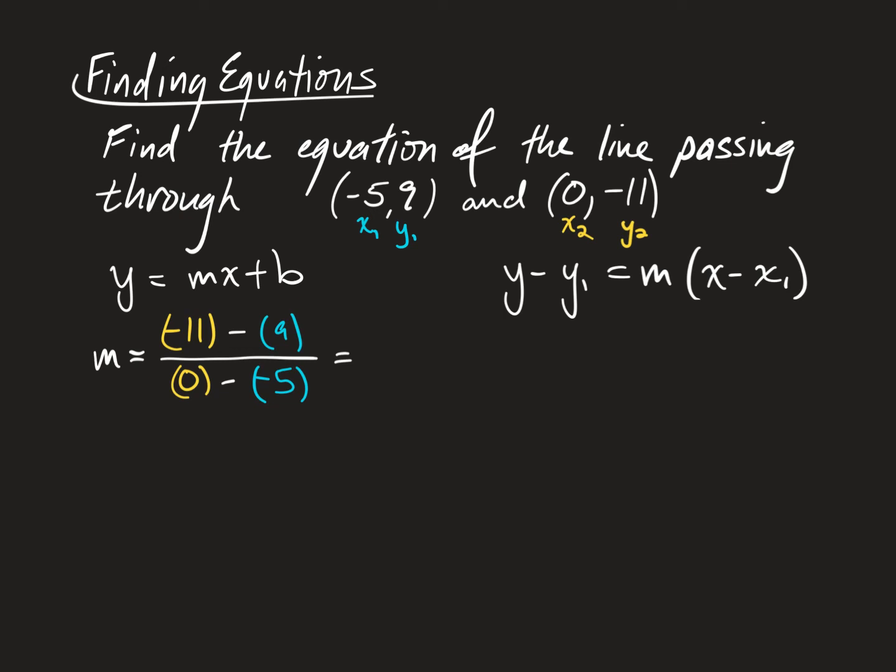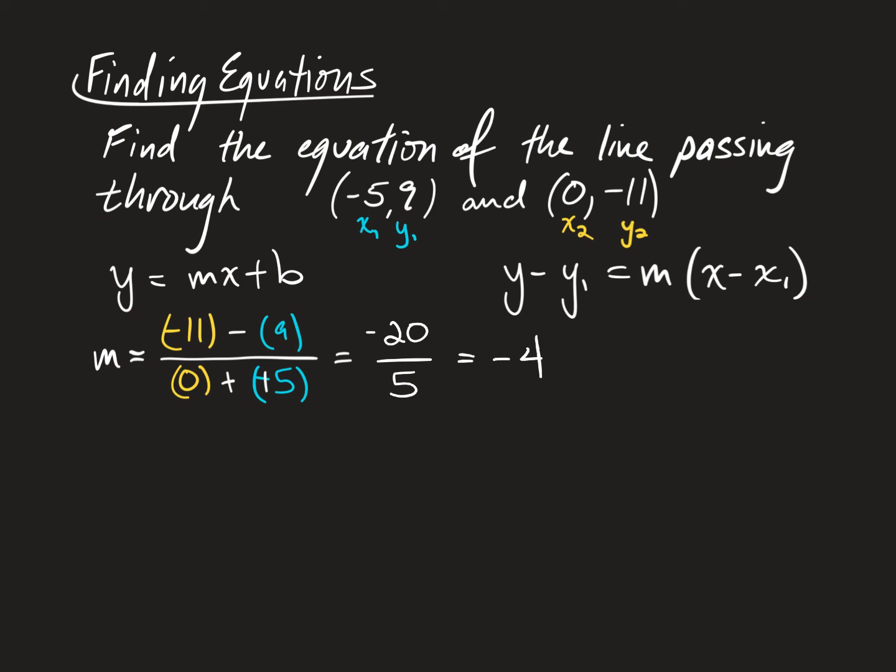To find the slope, I'm just going to go back and use the slope formula, y sub 2 minus y sub 1 all over x sub 2 minus x sub 1. And then just simplify across the top and bottom. Negative 11 minus 9 is negative 20. 0 minus a negative 5 turns into addition, all over 5. The slope is negative 4.